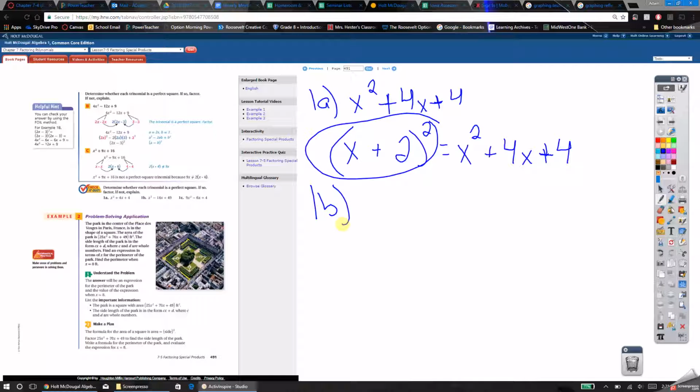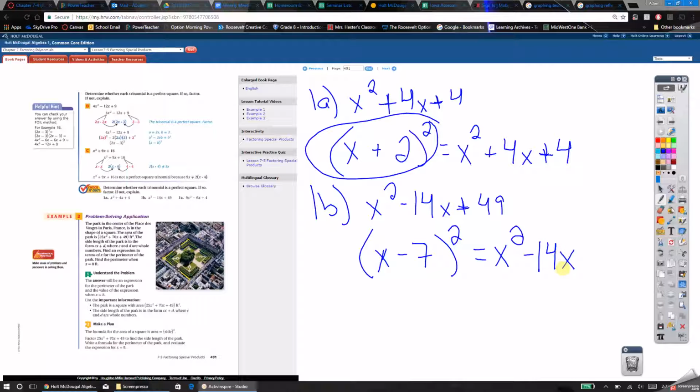1b, we've got x squared minus 14x plus 49. So I know, based upon it's a minus plus trinomial, that means my binomials are going to be subtract in the middle. The square root of x squared is x, the square root of 49 is 7. So I'm going to just double check everything. Square the first term is x squared. I'm going to find the product. x times negative 7 is negative 7x, and double it, that's negative 14x. And then square the last term. Negative 7 times negative 7 is positive 49. So that perfect square binomial worked there.